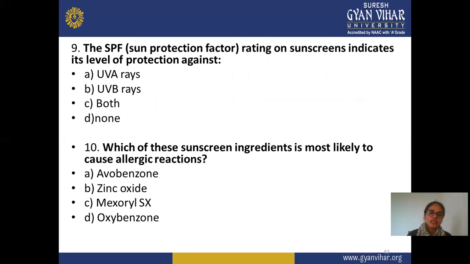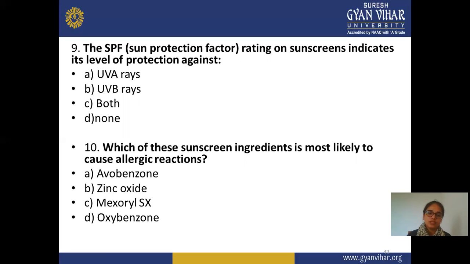Next, in the ninth question, the SPF, sun protection factor rating on sunscreen, indicates the level of protection against UVA rays, UVB rays, or C is both, and D is none. So in this question, you can also indicate the rating or sunscreen level of protection against which ray: A, B, maybe both A and B, or none of these. This is the option set. So according to this, you can also answer this ninth question.